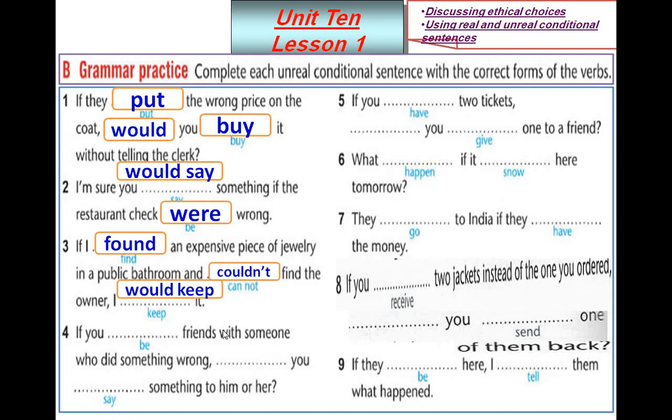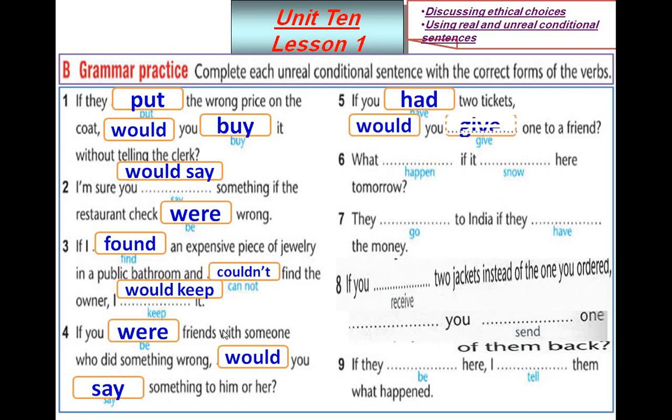Number 4. If you be. So the second form here, as we said, be in the past was or were, but always in the unreal conditional we use were. Very good. If you were friends with someone who did something wrong, would you say something to him or her? Number 5, if you, very good, had 2 tickets, would you give one to a friend?